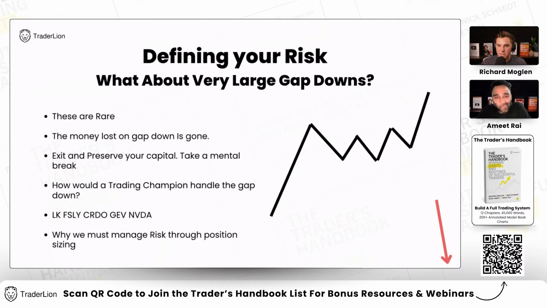We've got recency bias because it just happened. But this is just part of the process, part of trading, and you just have to exit and preserve your capital as best as you can. You have to realize that the money lost in the gap down is gone. This is a list of a few big gap downs that people may have experienced recently and over the past few years. Think to yourself, how would a trading champion handle the gap down? Would they take their loss and just move on? Or would they hope that it returns? And hope is not a strategy. We manage risk here and now. And this is also why it's critical to use our other lever, position sizing, to manage risk as well.